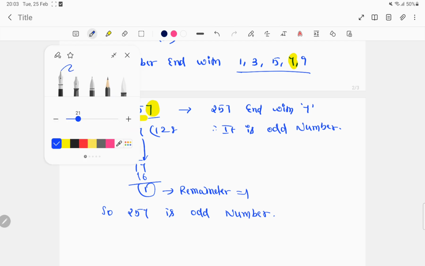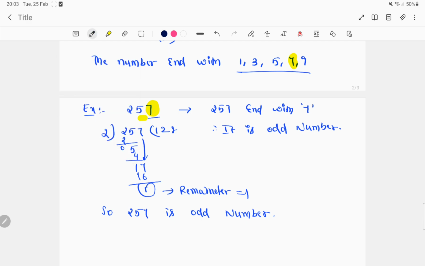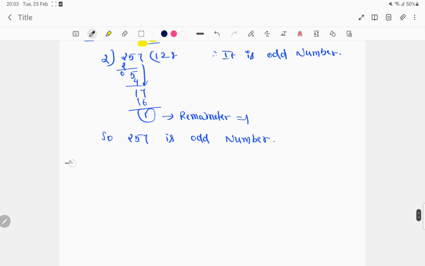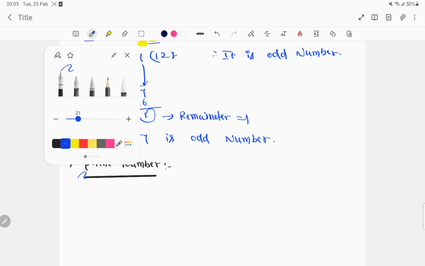So next one. From here onwards, very important types of numbers. Prime number. Very important for the basics of the student, from 5th class, 6th class onwards, till 10th also. In 10th also the prime number concept is there. So what is a prime number?